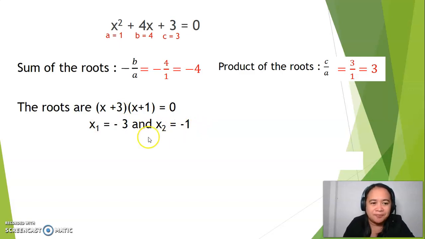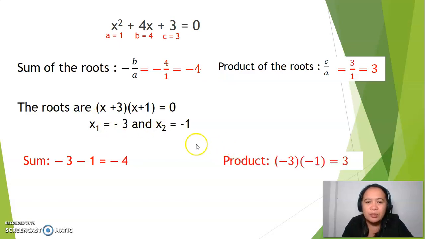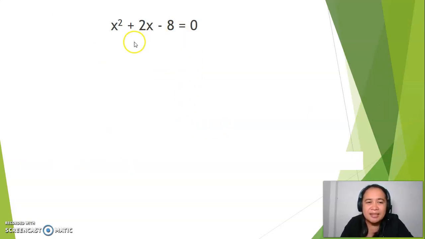Now let's check. Sum of the roots would be negative 3 minus 1 is negative 4, which is exactly the same with this one. Now, for the product of the roots, we will simply multiply. Negative 3 times negative 1, that's positive 3, which is exactly the same with this one. Another example. In this case, the value for a is 1, the value for b is positive 2, and the value for c is negative 8.